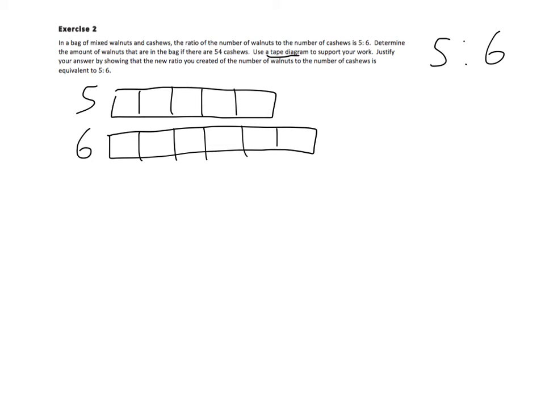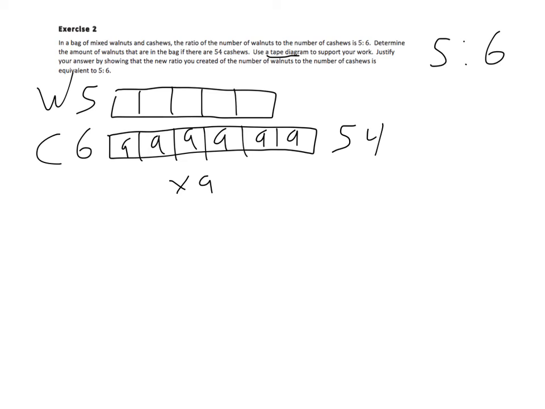Now, we know that we need to get 54 cashews. Which number does that match up with, the 5 or the 6? Well, our original ratio was walnuts to cashews, meaning that the first number was walnuts and our second number was cashews. So the 54 would be by the second part of the tape diagram, or the second tape. Now, how did we get from 6 to 54? Well, we multiplied by 9. So that means 9 would go in each and every box.